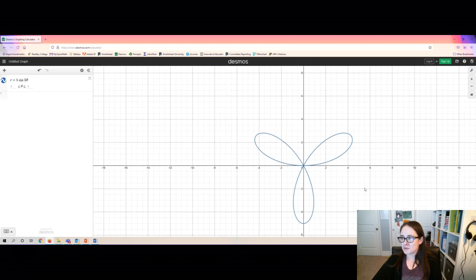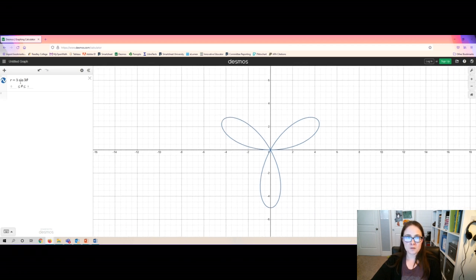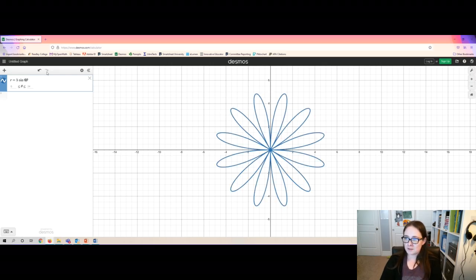I get some nice petals on here when I start throwing in coefficients with the theta. And the number of petals is going to depend on the value here. So let's double it, and I get a whole bigger one there. So really have fun with this. Start playing around with the numbers so you can get a sense of what these graphs look like.